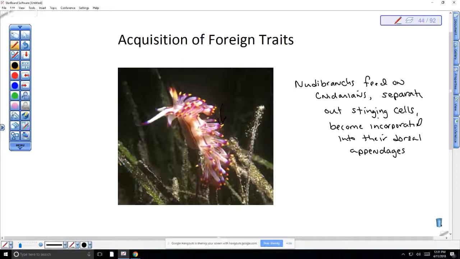So that's quite an amazing feat for the digestive system to be able to do that kind of sorting and then to figure out how those cells would get migrated into the inside of the tissues. That's something that we generally do not quite understand. One of the interesting things is that these nudibranchs produce a mucus that actually inhibits the firing of the stinging cells. So when they feed upon them, the stinging cells do not get triggered because of their mucus. So the mucus interacts with the stinging cells somehow and prevents them from firing. So that would be a good example of an acquisition of a foreign trait.